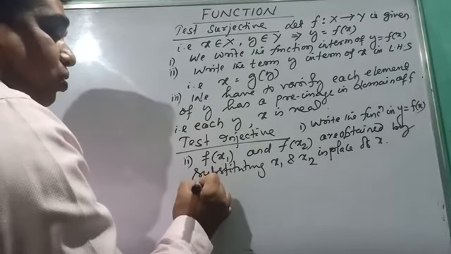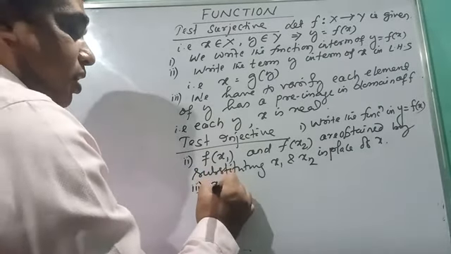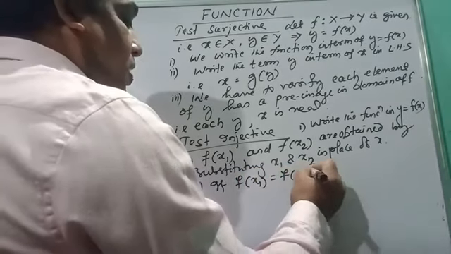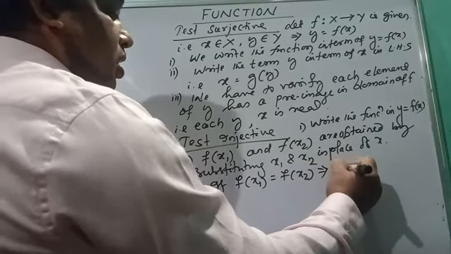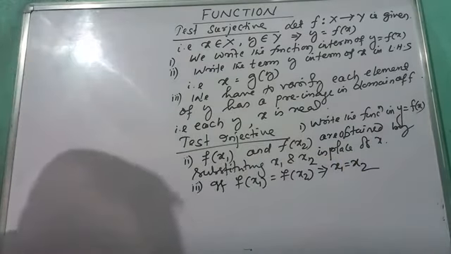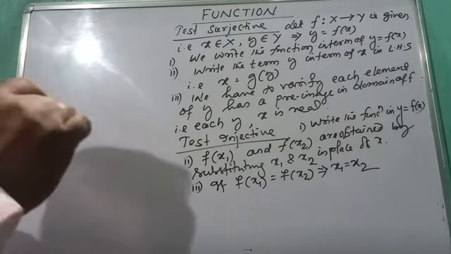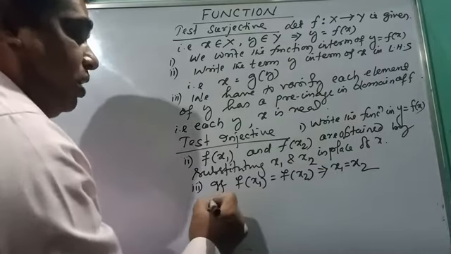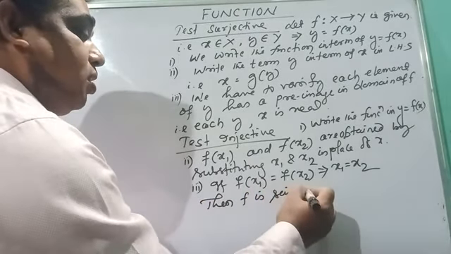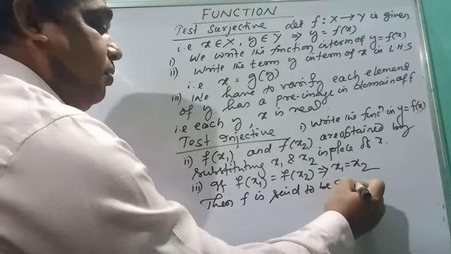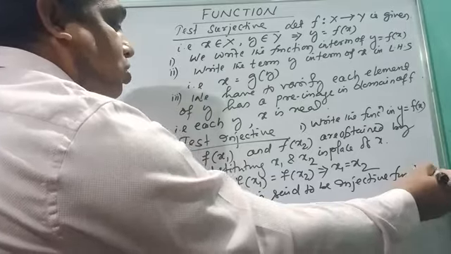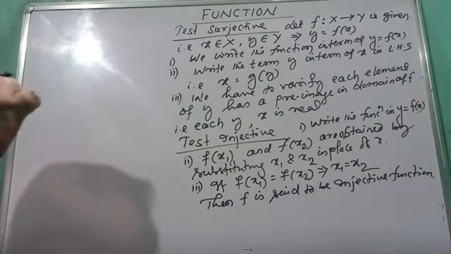Then you have to test, step 3. If f(x1) is equal to f(x2) implies that x1 is equal to x2, then f is said to be an injective function. So f is said to be injective.